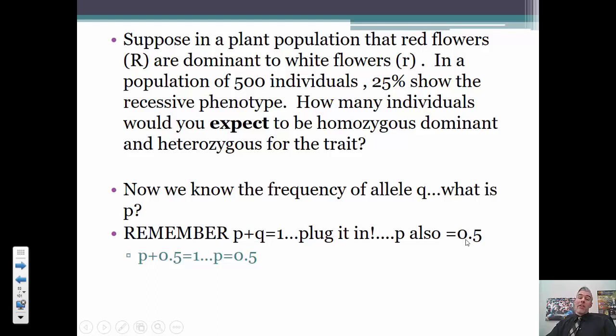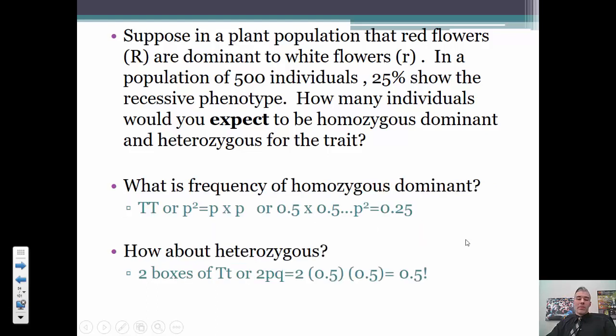And now we can actually figure out our expected homozygous dominant and heterozygous phenotypes. So the frequency of the homozygous dominant would be big R, big R. I know I wrote T's on here because I was going back to the box that we did initially. But it would be p squared, which equals the frequency of the p allele times the p allele, which would be 0.5 times 0.5, which is 0.25. For the heterozygous individual, it's 2 times p times q, so it's 2 times 0.5 times 0.5, which equals 0.5. And we already know q squared, which is 0.25.